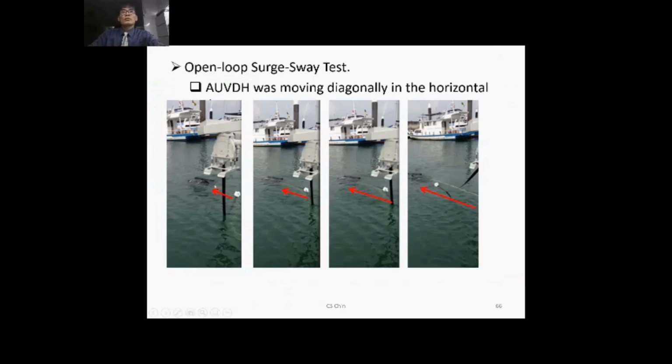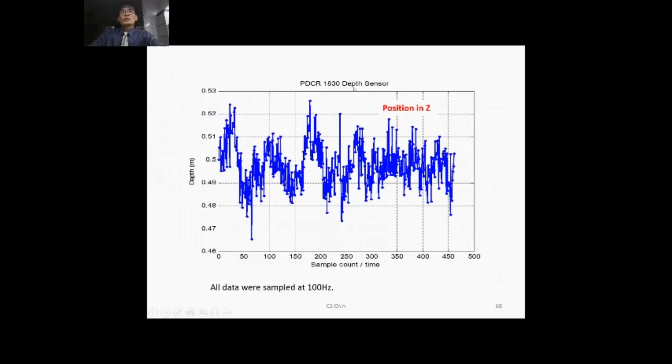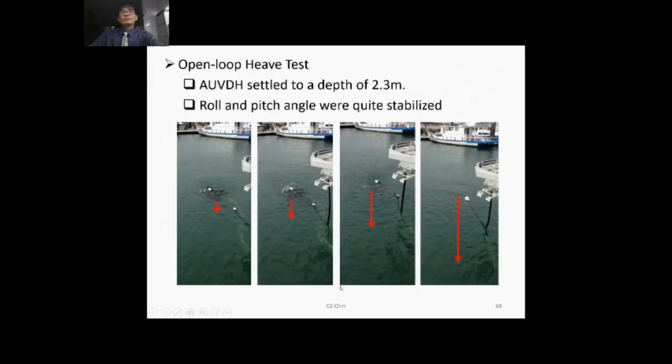So we're trying to move the ROV in the X direction, and we also try to capture the velocity in X, velocity in Y, as well as the position in X and the position in Y. And then we measure the depth sensor at 0.5 meters, and it's roughly around 0.5 meters. Note that all data are sampled at 100 Hz.